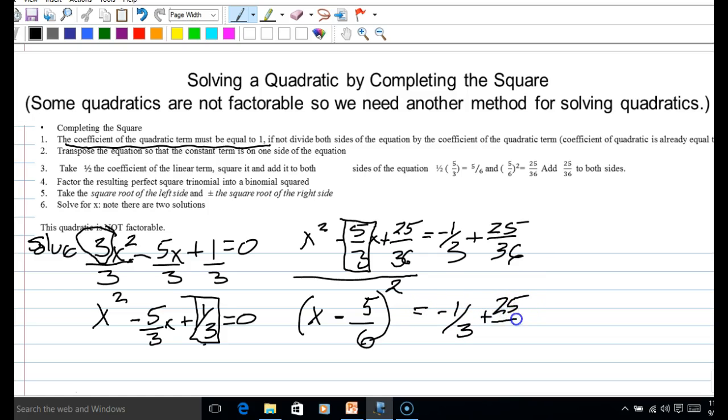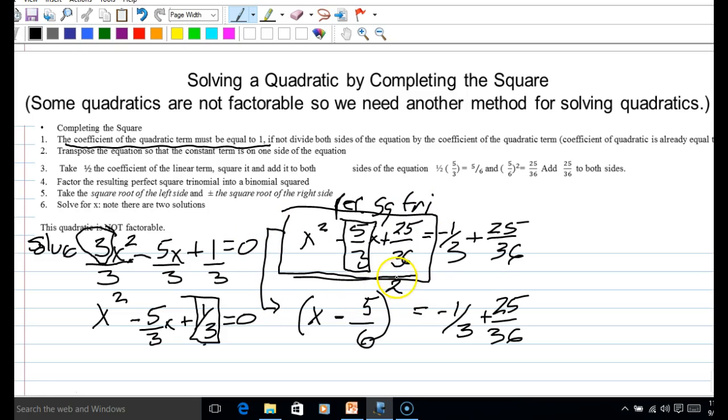And that's the whole purpose of completing the square. The whole purpose of completing a square is so that you wind up with what we call a perfect square trinomial. And a perfect square trinomial will always factor into a binomial square. So now what I do is simplify here. So that's x minus 5/6 quantity squared equals... 1/3. If I write that in terms of 36s, is minus 12/36.